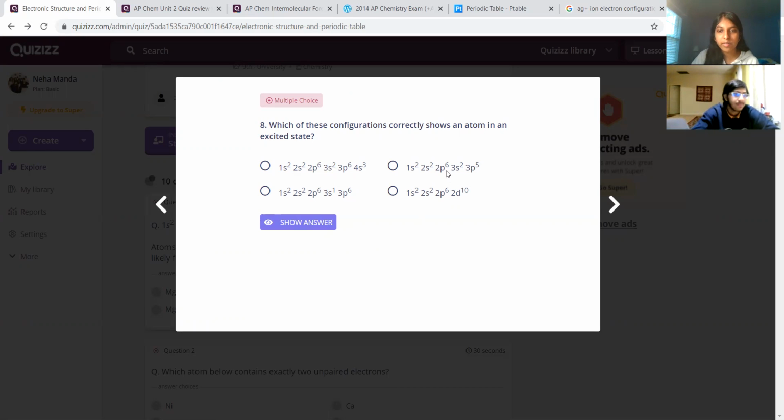So we ruled out this. We ruled out this one because it's ground state, it's just normal. And then this one we ruled out because 2D is not even a thing. And then this one we ruled out because you can't have 4s3. You can't put more electrons in there. You can only have one less, like this.